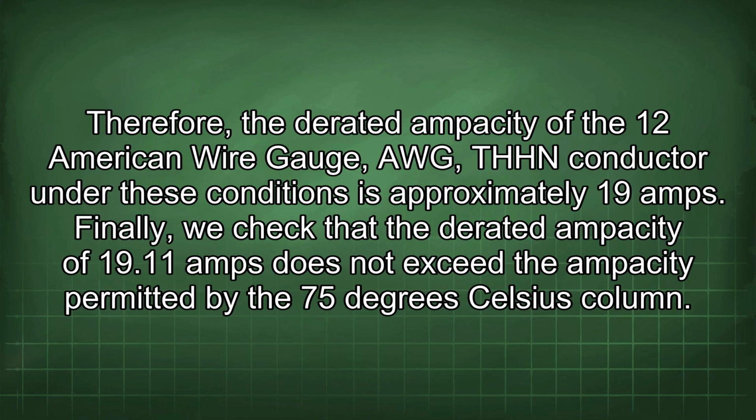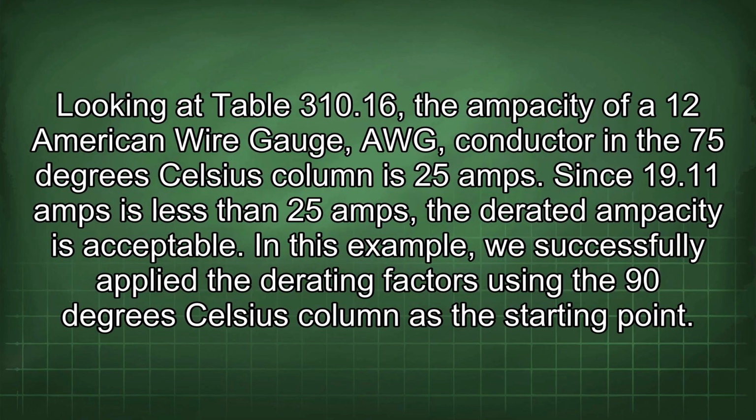Finally, we check that the derated ampacity of 19.11 amps does not exceed the ampacity permitted by the 75 degrees Celsius column. Looking at Table 310.16, the ampacity of a 12 AWG conductor in the 75 degrees Celsius column is 25 amps. Since 19.11 amps is less than 25 amps, the derated ampacity is acceptable. In this example, we successfully applied the derating factors using the 90 degrees Celsius column as the starting point.